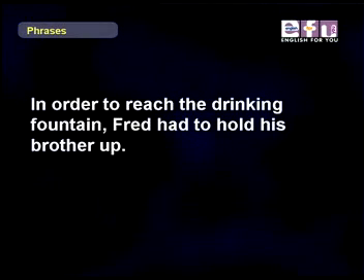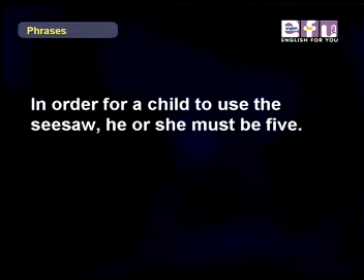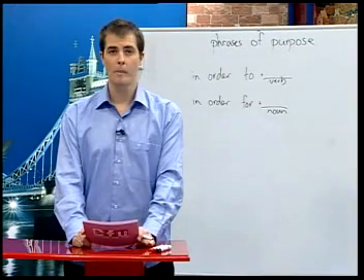In the first sentence, the boy can only get a drink if Fred holds him up. In the second sentence, she will only get to the playground quickly if she takes a bus. And in the third sentence, a child must be 5 or he or she can't use a seesaw. When a sentence begins with in order to or in order for, a comma usually follows the phrase.